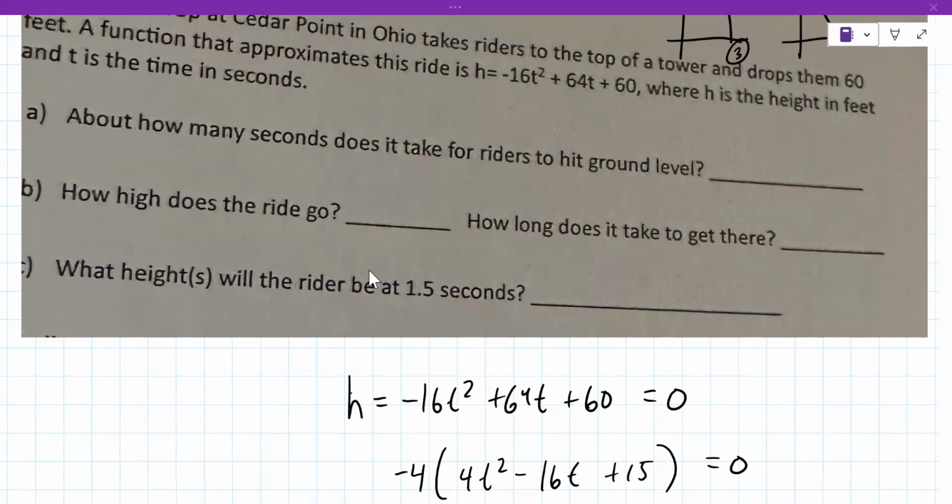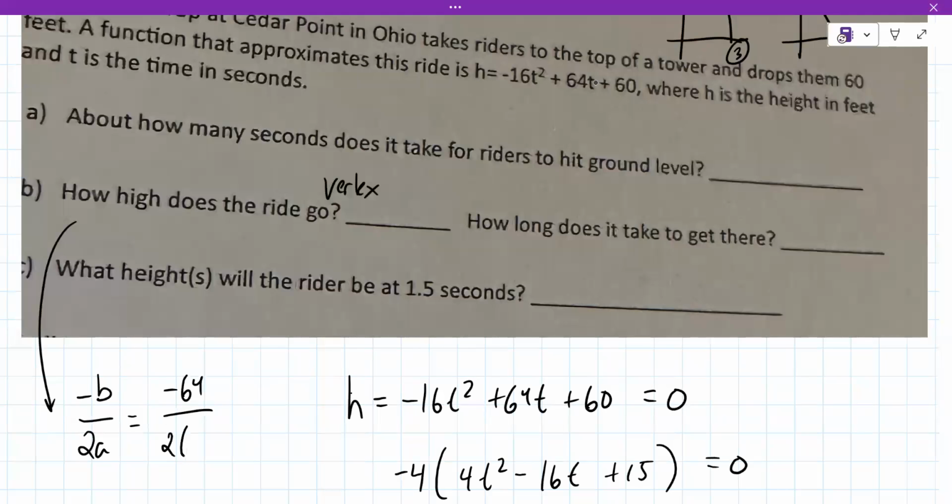I don't know. Okay. So how high does the ride go? And that's the vertex. And the vertex has a formula that is minus b over 2a. It's better to go back to the original for that one. So that's minus 64 over 2 times minus 16. Minus 64 over minus 32 is 2. So 2 seconds, it hits its vertex.